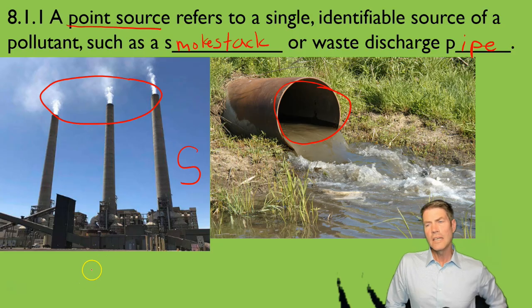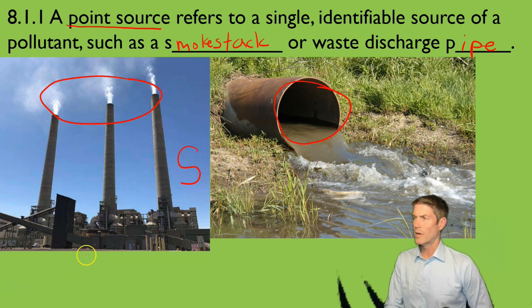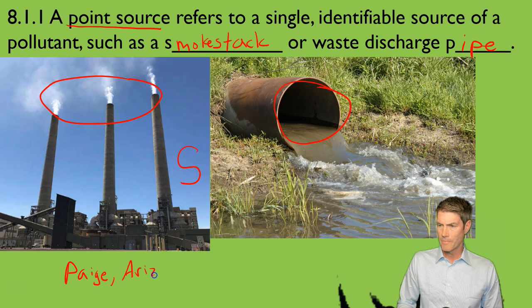Now, I don't know exactly where this pipe is coming from, but I mentioned to you earlier, we did see a map of air pollution where there was a lot of sulfur dioxide pollution, acid rain in the American Southwest. And this could be a reason. This is a coal-fired power plant in Page, Arizona. Coal-fired power plant.